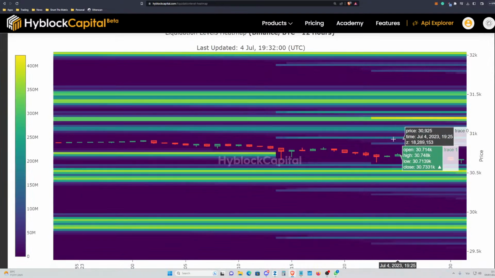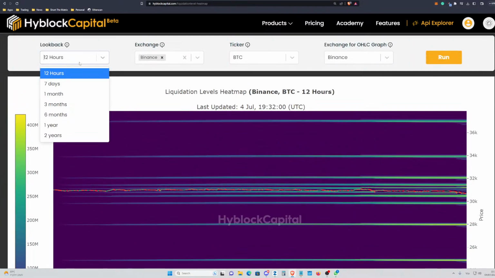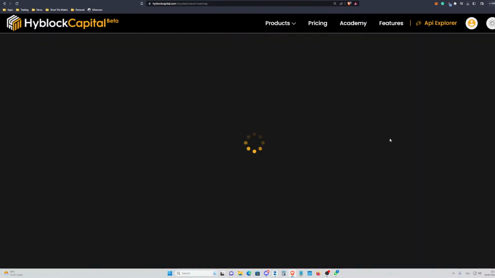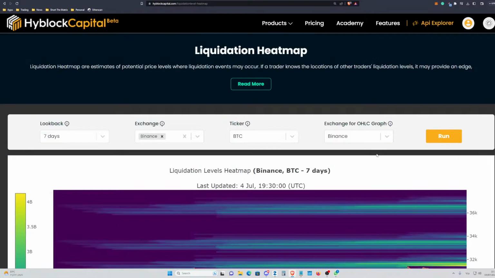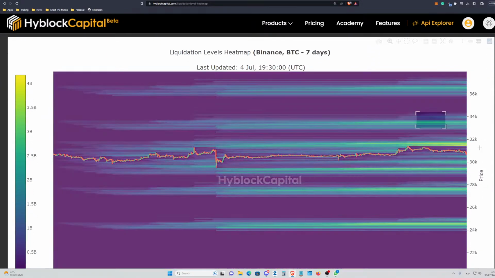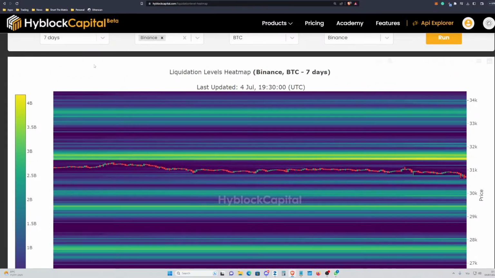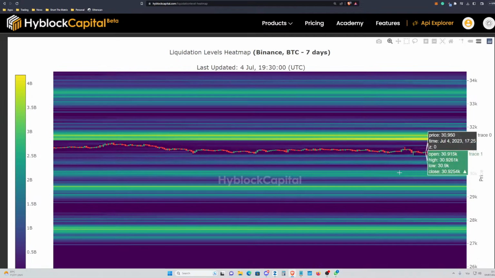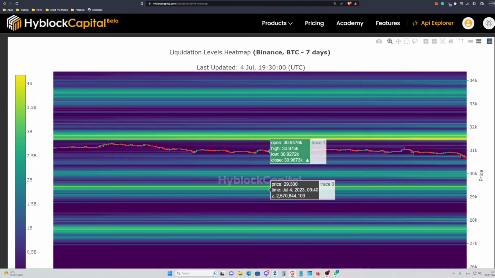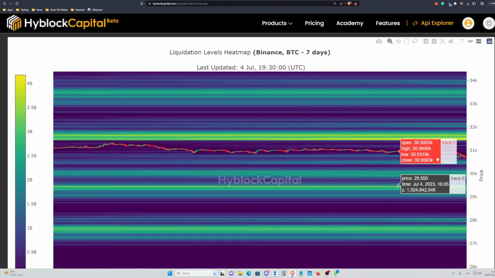So because there's a lot of noise in this chart, let me go one time frame higher into the 7 days chart. And as you can see, most of the liquidation levels we have on the higher time frames are up, meaning there are a lot of retailers who've gone short and didn't take a profit yet.